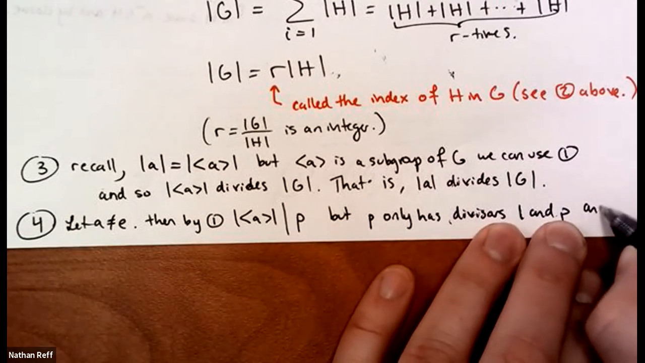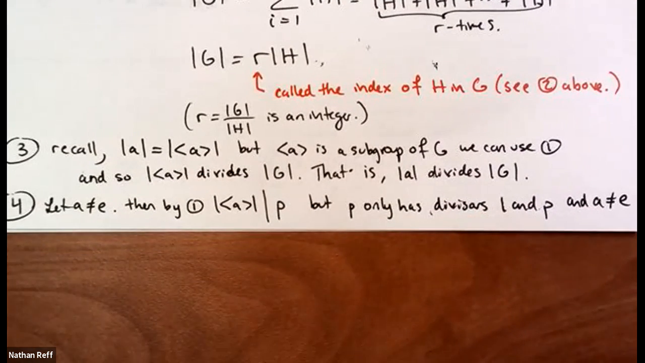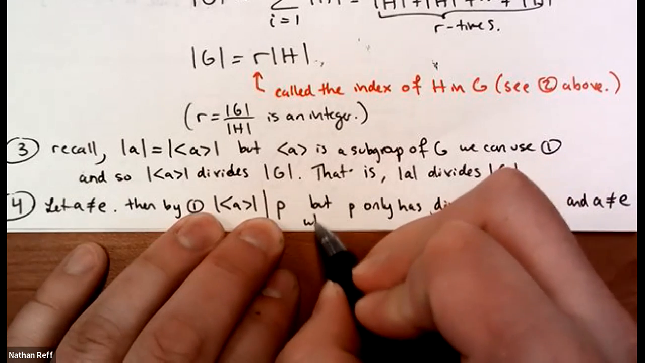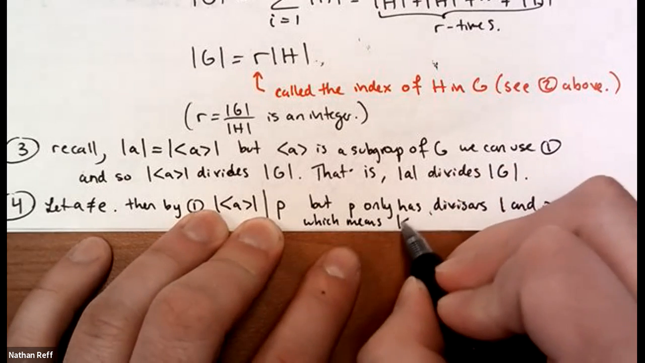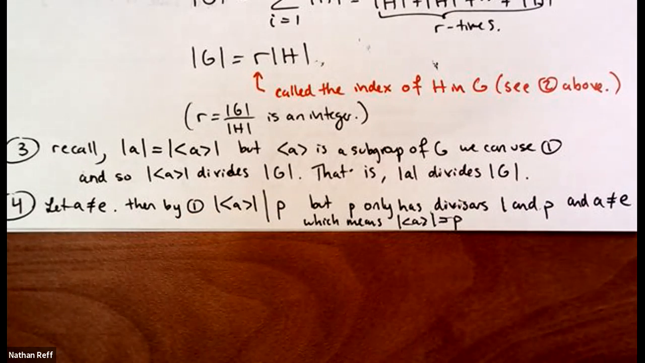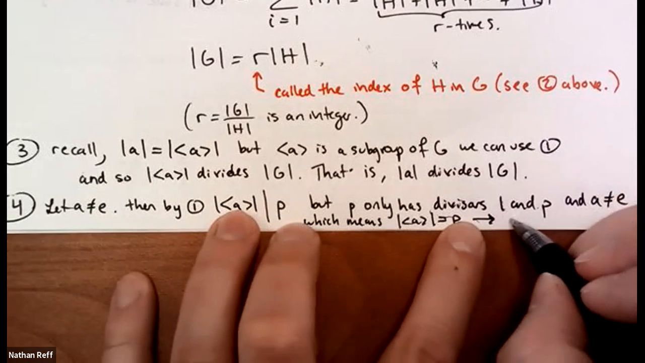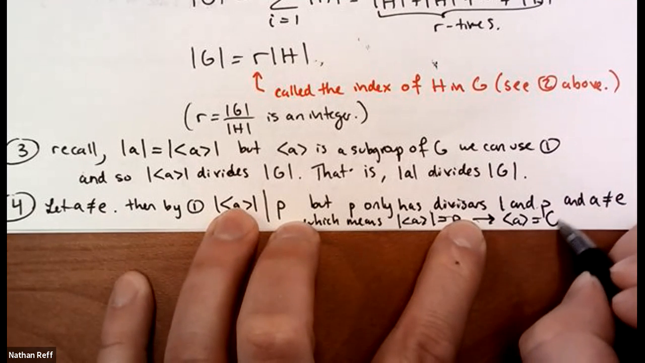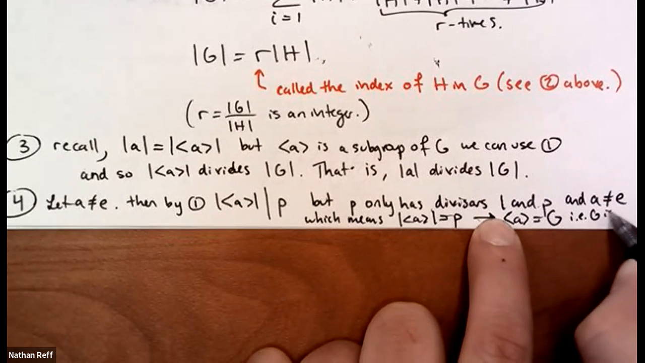And A is not the identity, so it can't have order 1, right? So that means it must have order P, which means the order of this cyclic subgroup must be P. And if the order of the cyclic subgroup is P, the same as the order of the group, then that cyclic subgroup must give you everything in the group, okay? So this must be the entire group, which means G is cyclic.